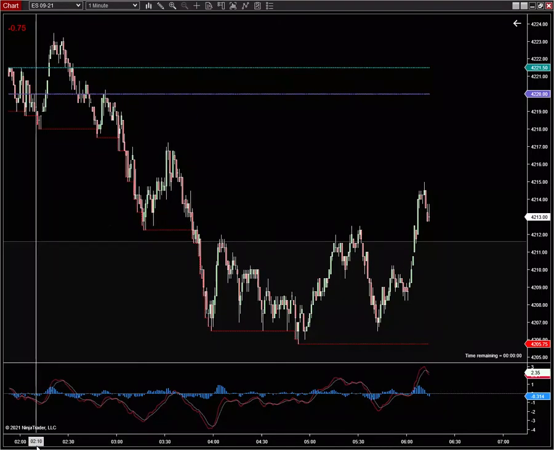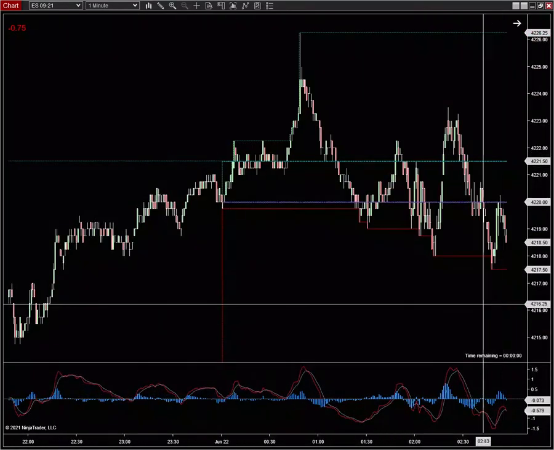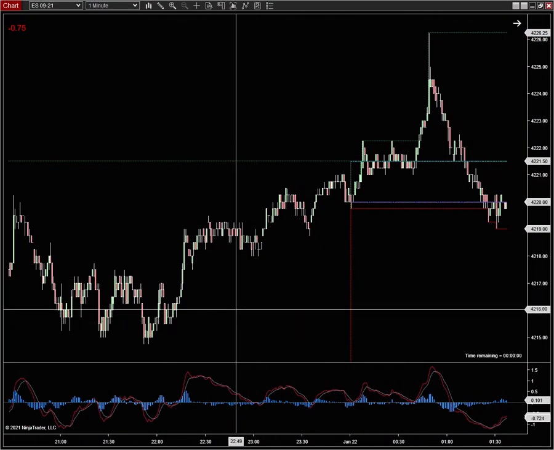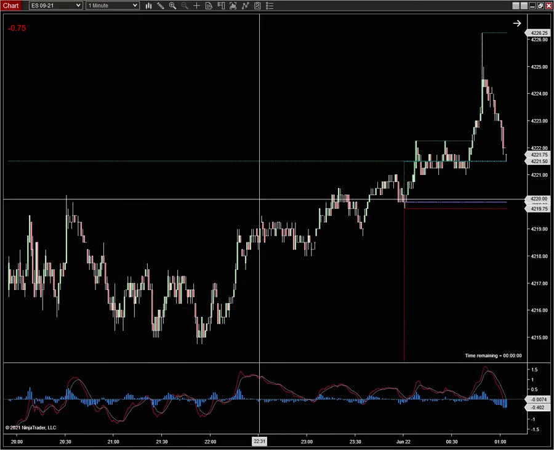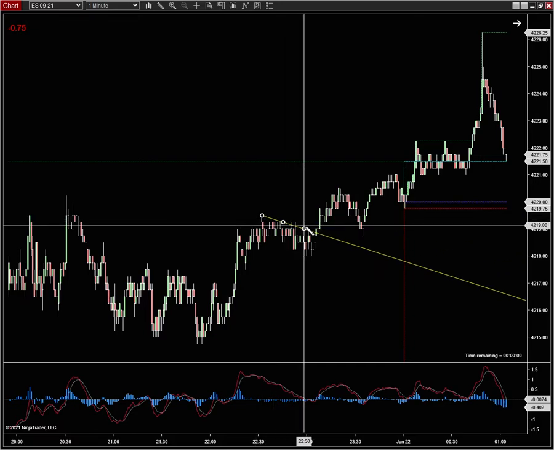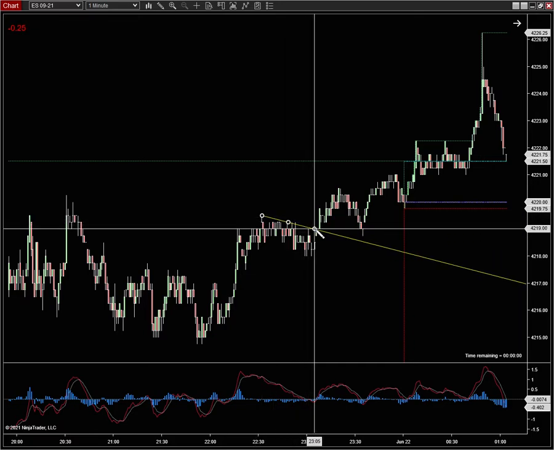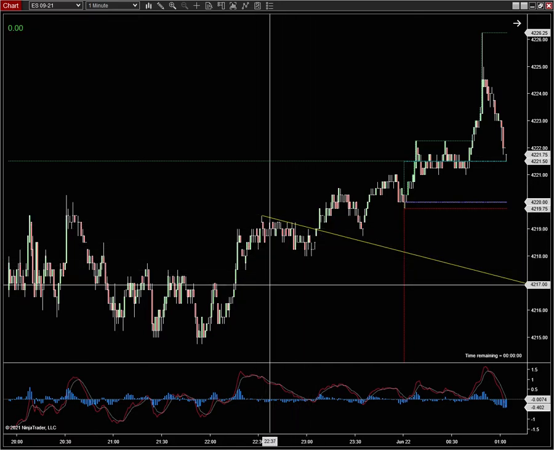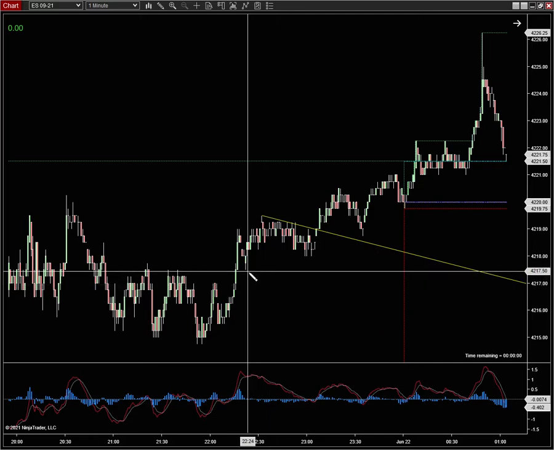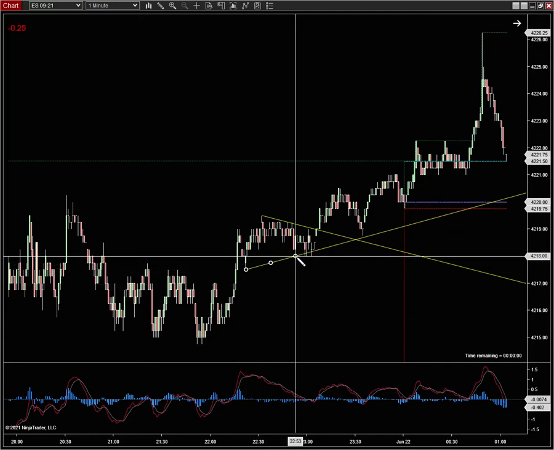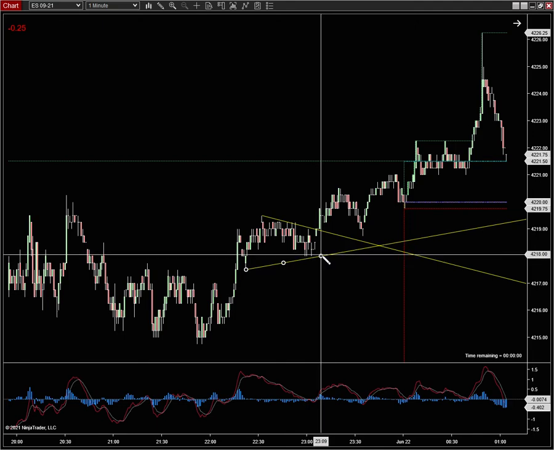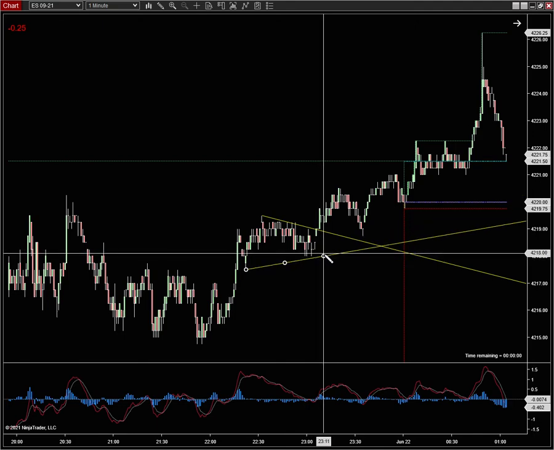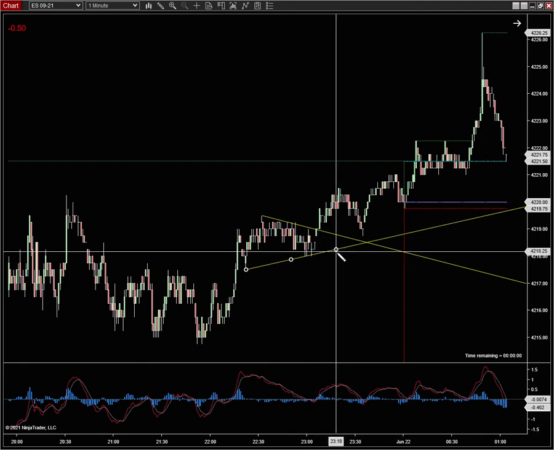That a pennant would be the second best. The best trend line to trade are the reverse micro trends. Well, here's a pennant right here. You don't want to let them get too long in the tooth. A little difficulty with that.